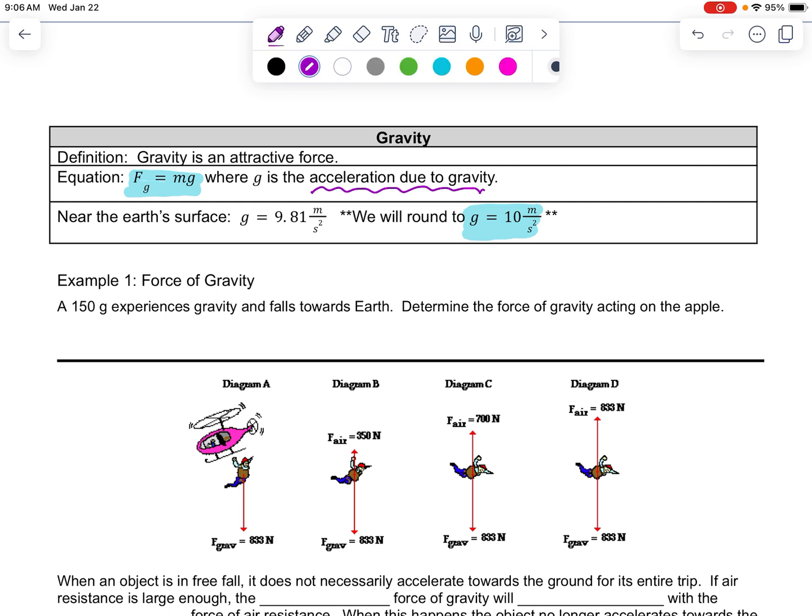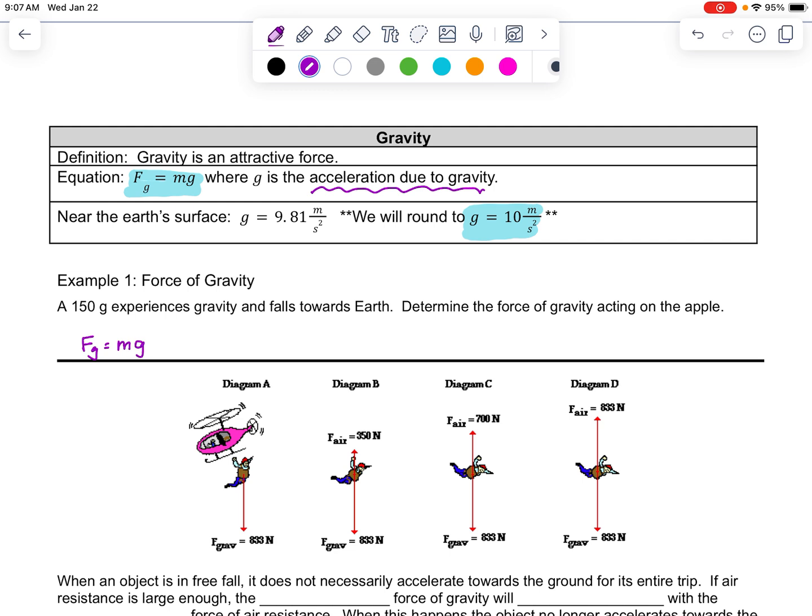A 150 gram apple experiences gravity and falls towards Earth. Determine the force of gravity acting on the apple. Oh, it's an apple, that's 150 grams. Here we go. We're gonna use our equation. Fg is equal to m times g.